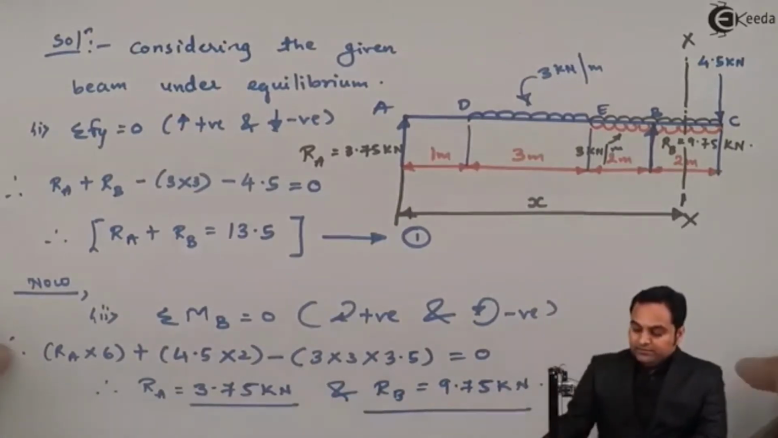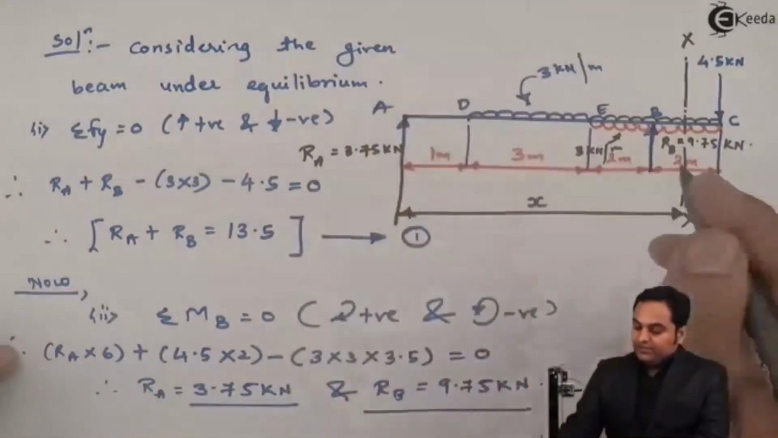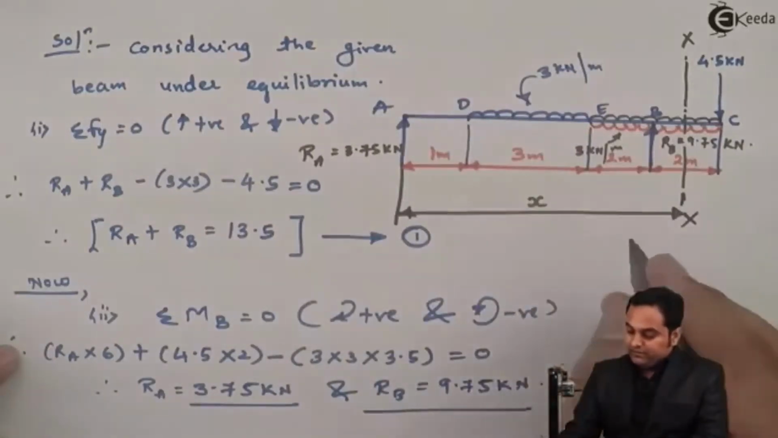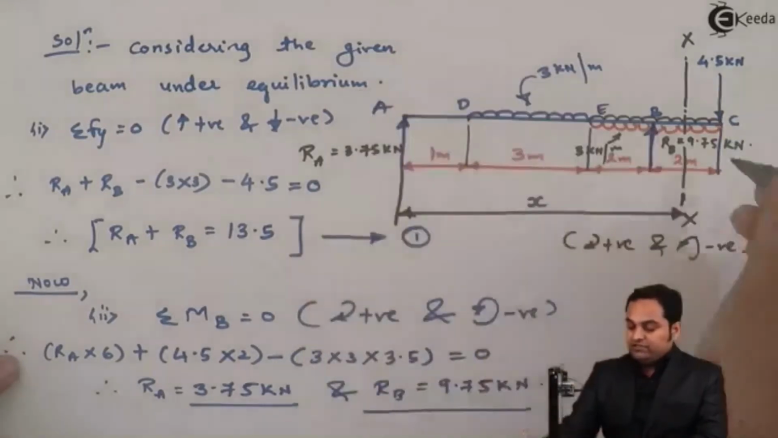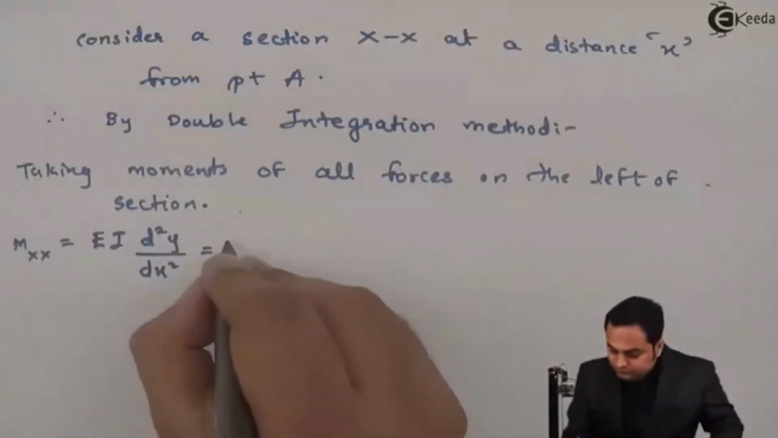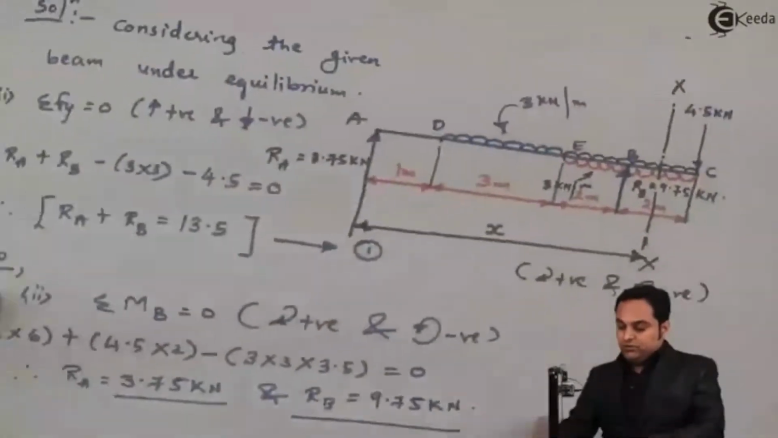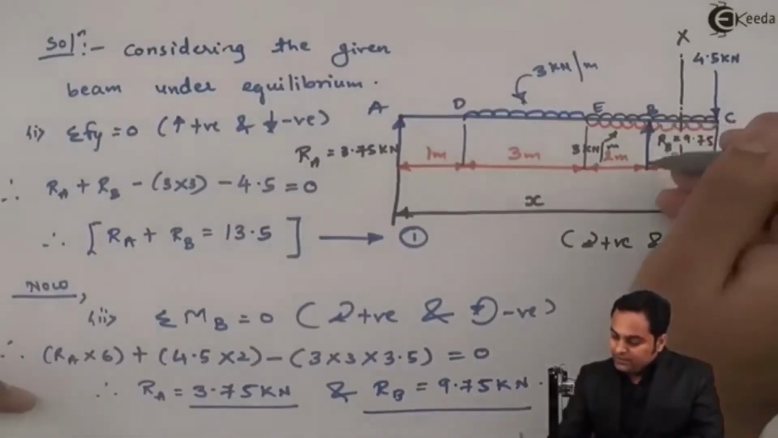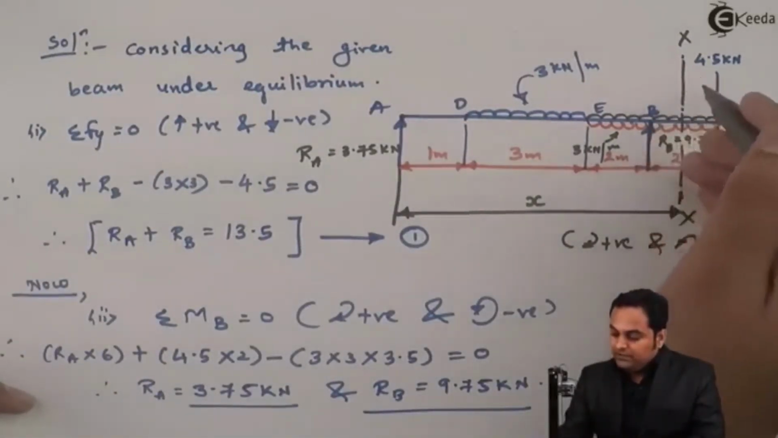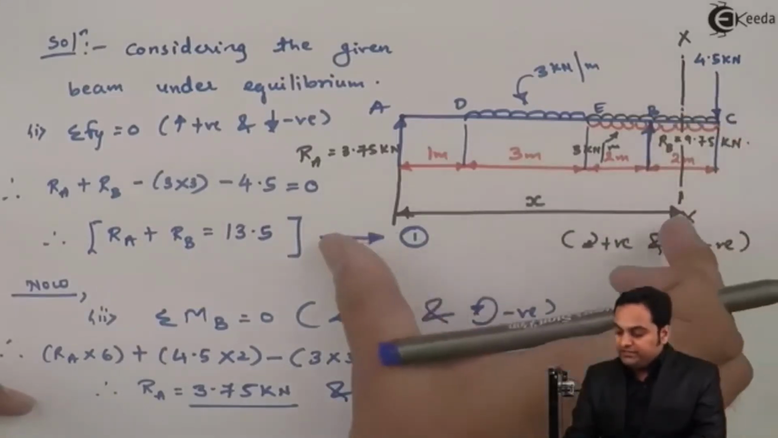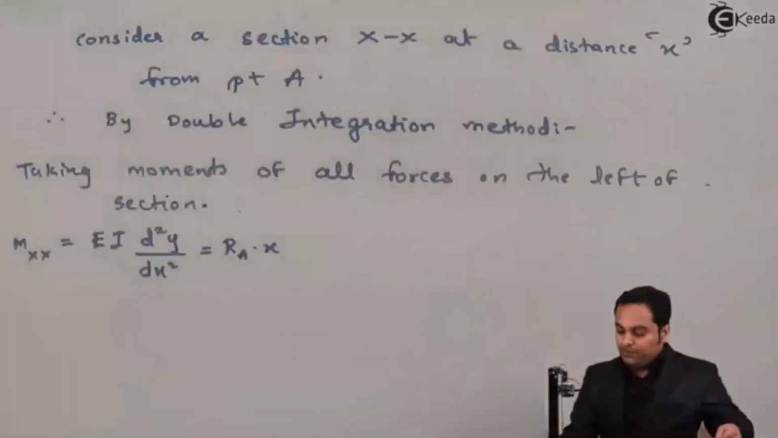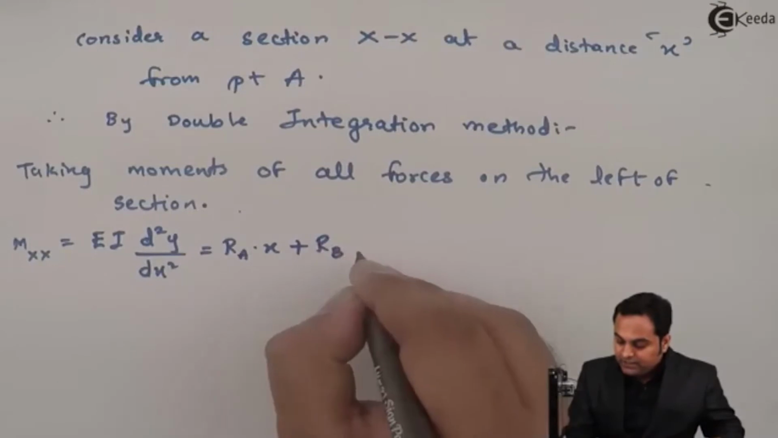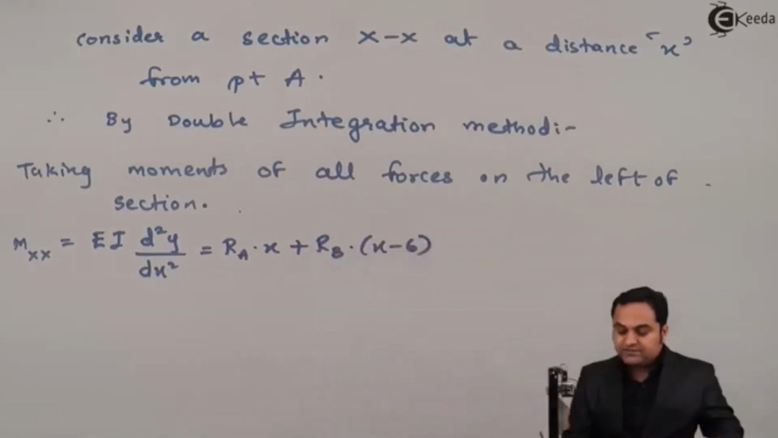So now while I am taking the moments, we have RA into X. Here my consideration is clockwise moment positive and anti-clockwise moment negative. So we have plus RA into X. Next we have RB. Now RB is also producing clockwise moment and it is at X minus 6, this much distance. So we have plus RB into X minus 6.